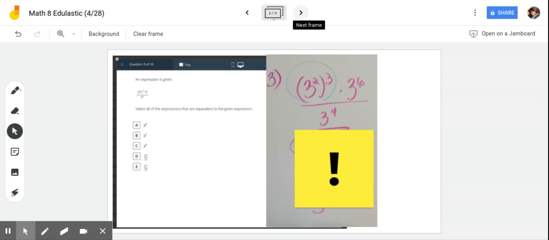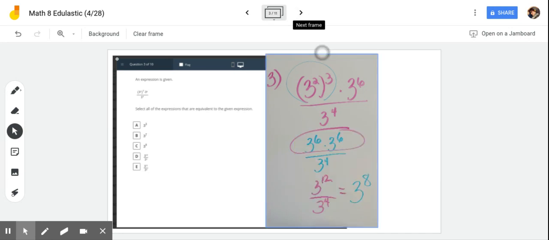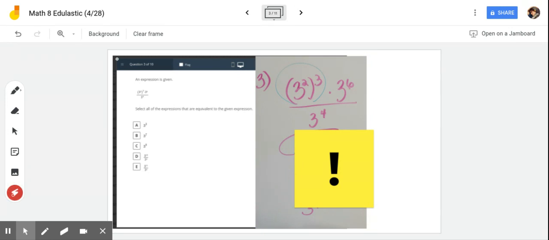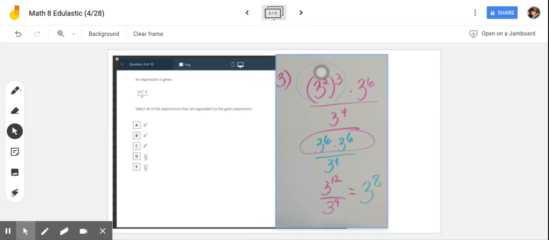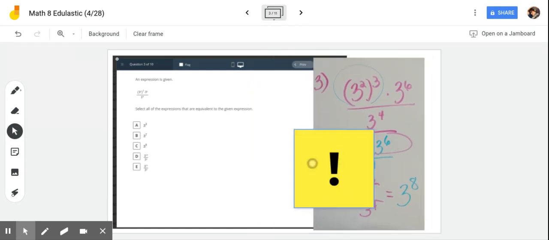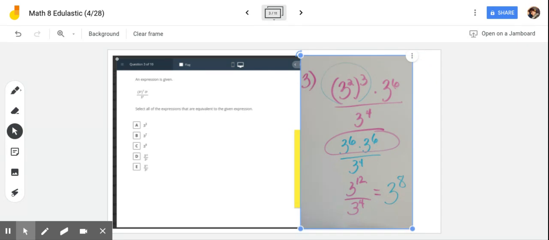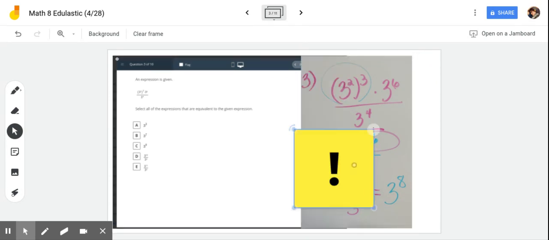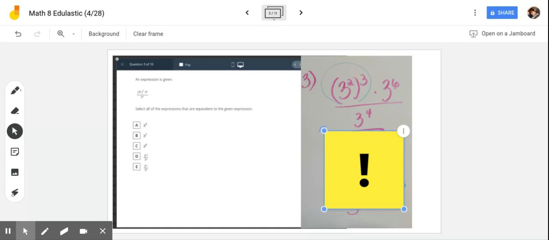Question number 3. The expression you're given is 3 to the 2nd power to the 3rd power, times 3 to the 6th power over 3 to the 4th power. So we have 3 different rules in here. I keep forgetting that I have all these other tools on here, and nothing wants to stay in the right place unless you're touching the right thing.